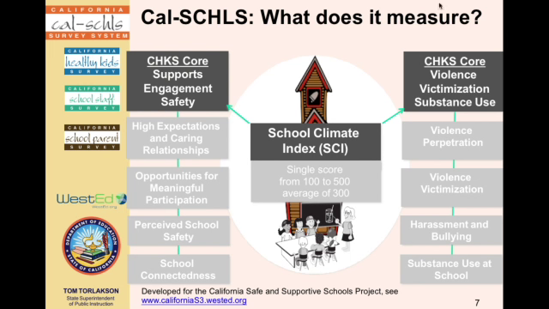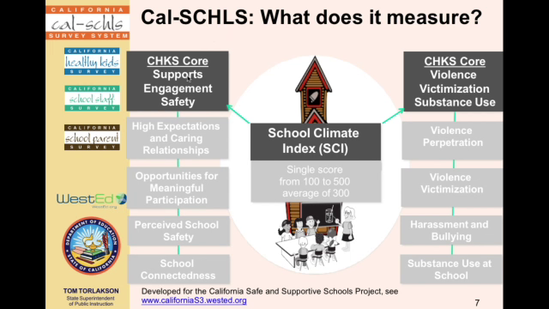And if we look over here in the top right, one of the core measures is looking at violence, victimization, and substance abuse. That's further broken down into violence perpetration, violence victimization, harassment and bullying, substance use at school. So those 4 submeasures make up this core.